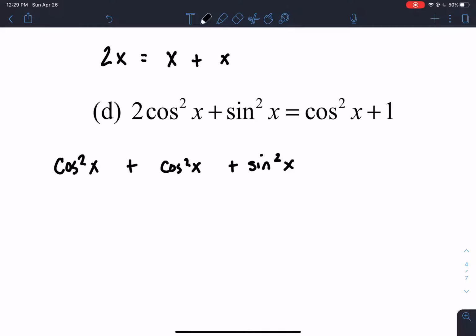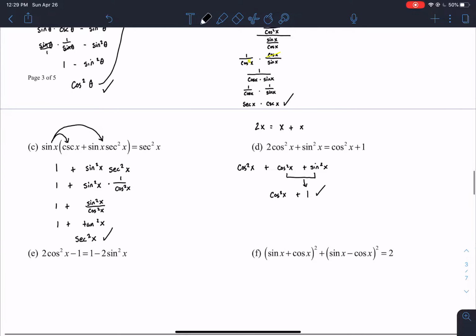And then what do we know sine squared and cosine squared give me, right? If I put these together, I know that that's just going to be 1. Okay, so then that's what we have there on the right side. So then we are done. Okay, so some of these are a little bit more difficult than others. It all kind of depends on what you're given.